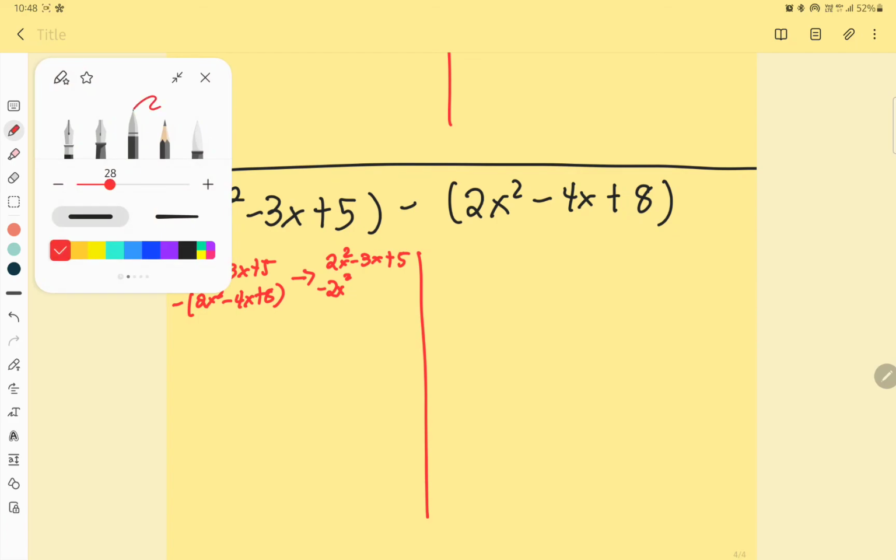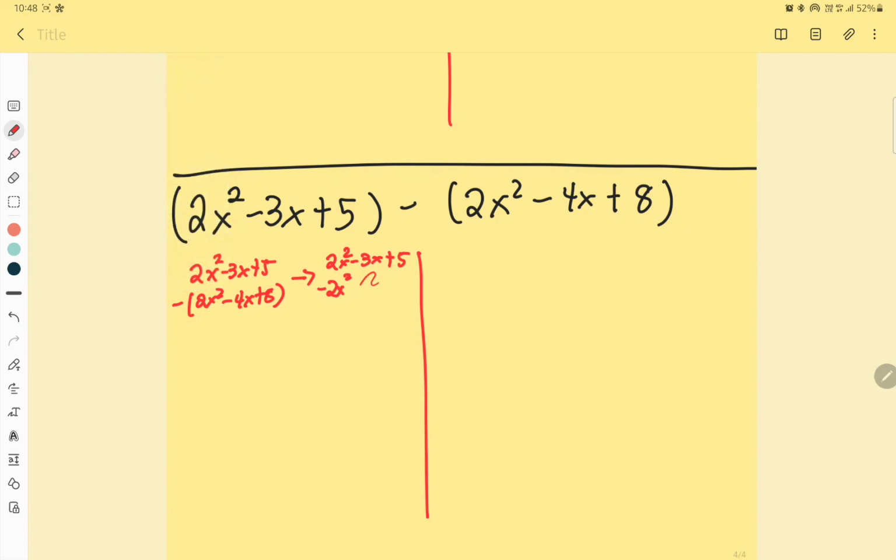So, let me have the red pen again so that it's much clearer. So, this would be plus 4x minus 8. So, we can cancel this one because there is no. So, you have now x minus 3. And this is now the answer.